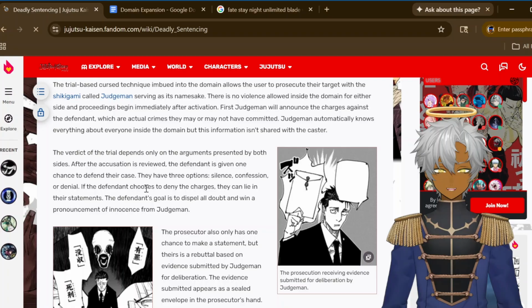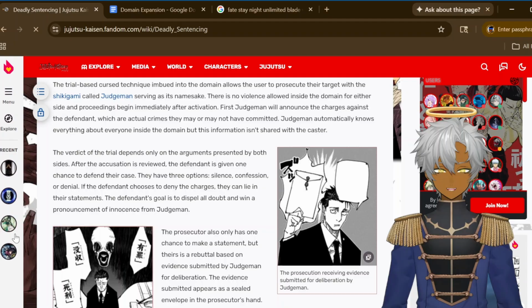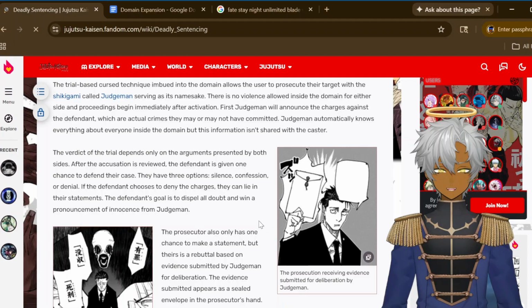So it says they can lie in their statement, but they also said that the crime that is stated can either be something they did or did not do. I'm not going to explain what this was used for, as this has not shown up in the manga, but it is important, as you'll see later.